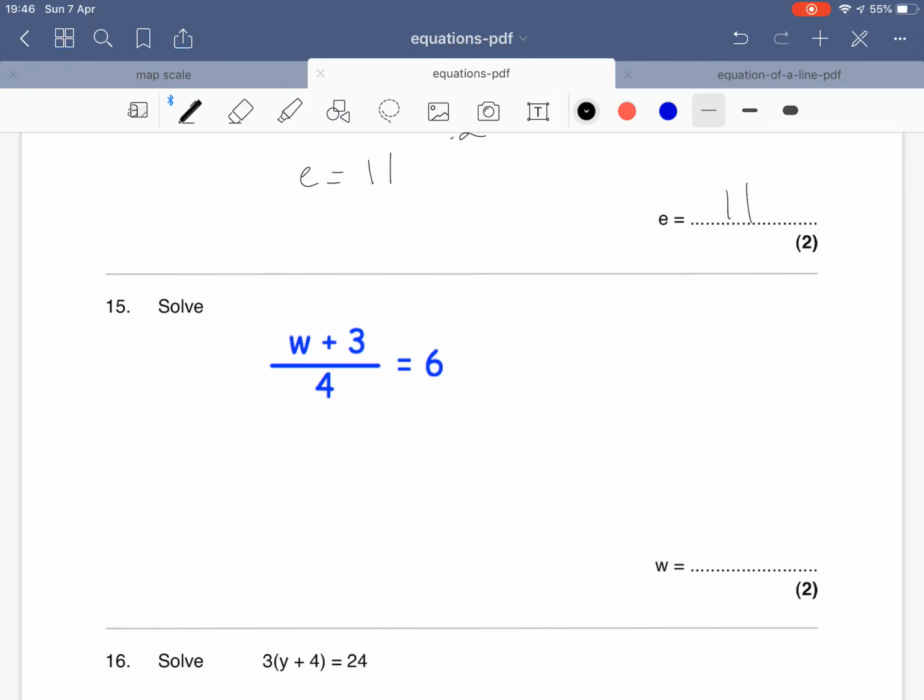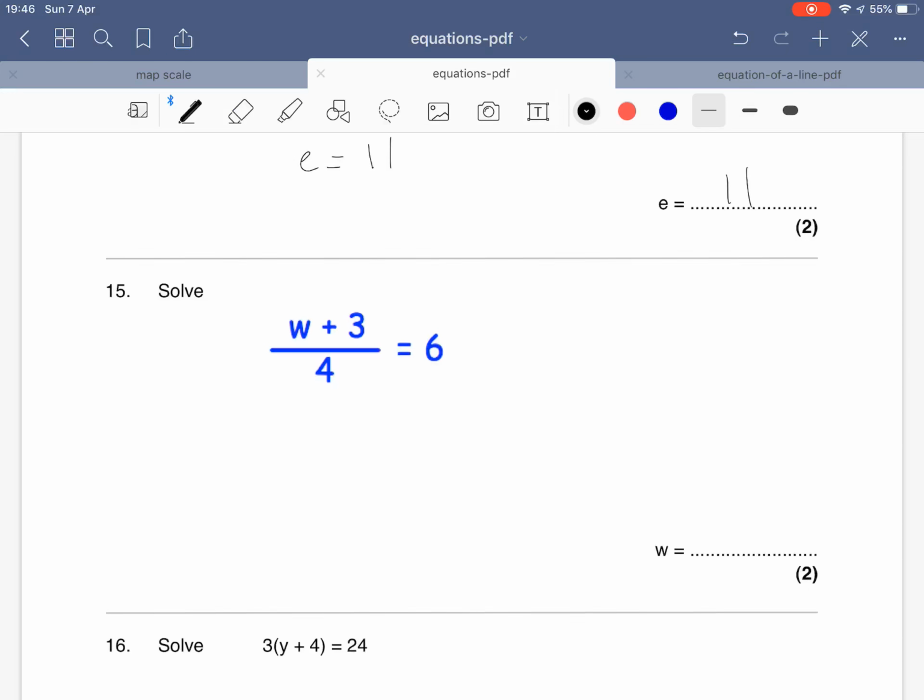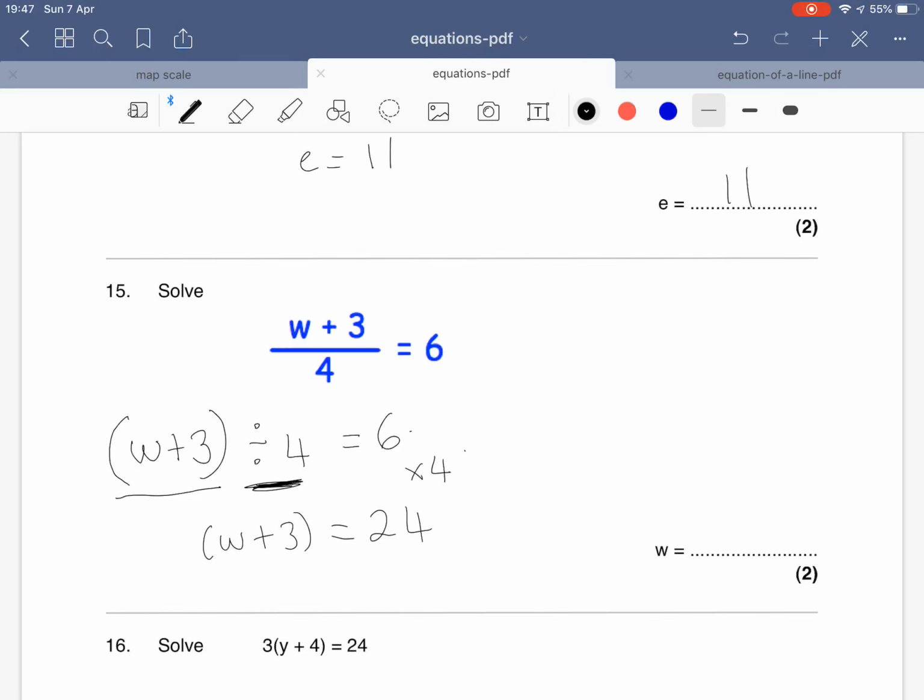Okay, so this is in a fraction. Don't forget the fraction means divide. So I've got all of w plus 3, all of that in brackets, then I divide by 4, gives me 6. Now, we need this to stay in brackets, so we're going to get rid of the 4 first by timesing it by 4. So opposite of dividing is times, so I'm going to do 6 times 4. So you'll be left with w plus 3 is 6 4s are 24. So now you've just got w add 3 is 24. So what add 3 is 24, so just take away 3 and you're left with 21.